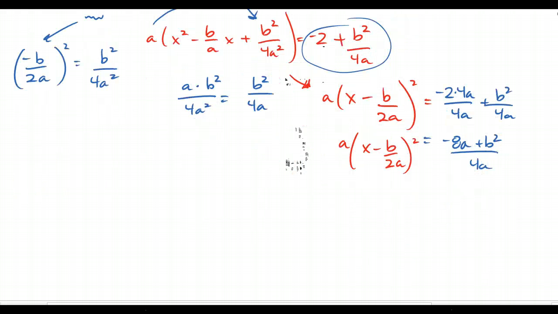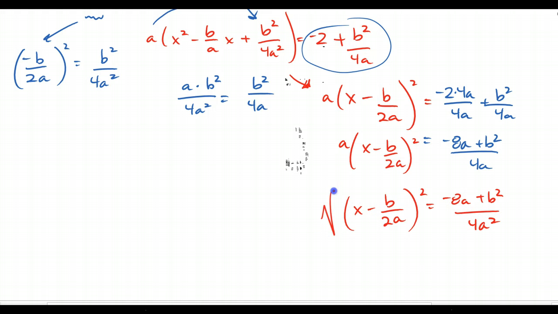Alright, now I want to get the x by itself, right? So the next step is to get rid of this a term here. I'm going to divide out the a term. When I divide that onto the other side, I'm going to change that to a squared, right? Dividing it, it's going to end up in the denominator. So I have x minus b over 2a squared equaling negative 8a plus b squared over 4a squared. Now I take the square root of both sides so that I can further isolate that x.